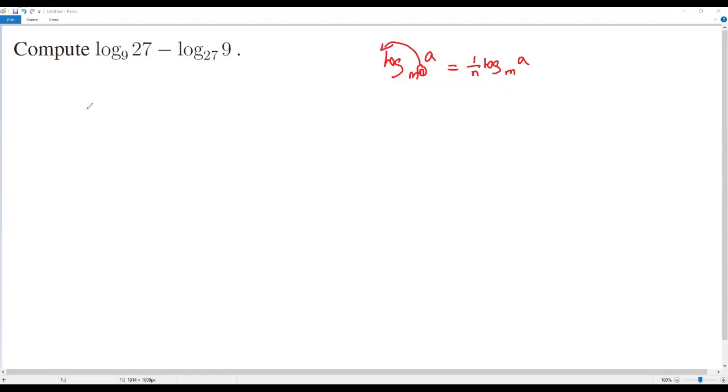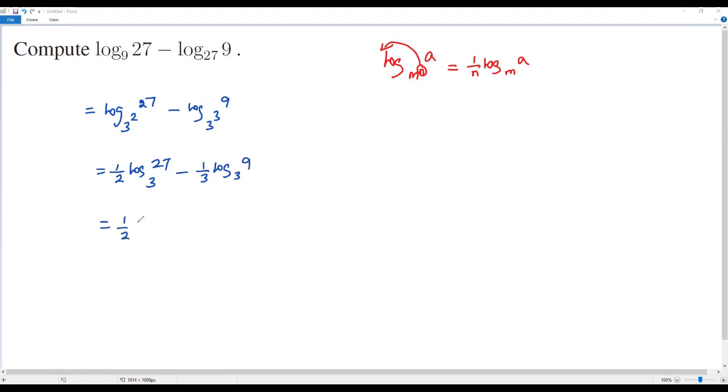Okay, in this given expression, the base of the first logarithm is 9. Actually, it is a power of 3, so it can be written as 3 to the second power, log of 27, minus log, and here 27 is a power of 3, it can be written as 3 to the third power, of 9. Okay, here now we can move this exponent 2 in front of the logarithm, it will become its reciprocal, then we get 1 over 2 times log base 3 of 27, minus. The same thing, we can move this exponent 3 in front of the logarithm, then this 3 will become its reciprocal, that is 1/3 times log base 3 of 9.